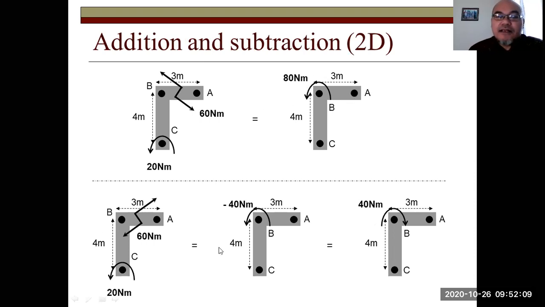Similarly here, we can express these three equally. In the first expression, we express it as one single moment about point C counterclockwise, 20 Newton meter, and one couple, 60 Newton meter clockwise. So the total moment will be 60 minus 20 equals 40 Newton meter clockwise. If it is expressed as counterclockwise moment, then it equals negative 40 Newton meter. If it is expressed as clockwise moment, then it equals 40 Newton meter.